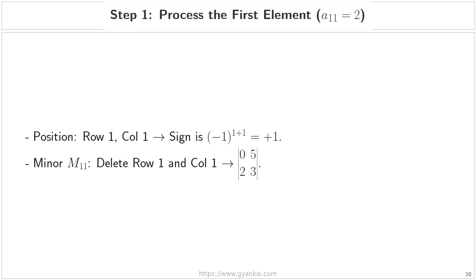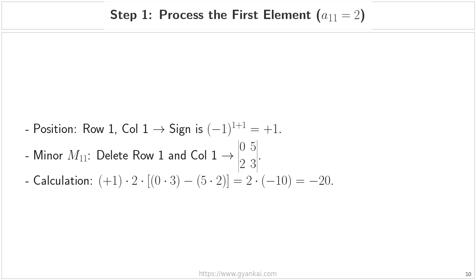Next, let's find the minor, which we call M11. To do this, we follow the procedure from our previous slides. We mentally cross out the entire first row and the entire first column. Once those are gone, we are left with a small 2x2 matrix consisting of the numbers 0, 5 in the top row and 2, 3 in the bottom row.